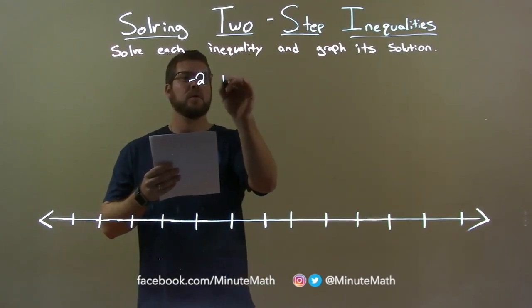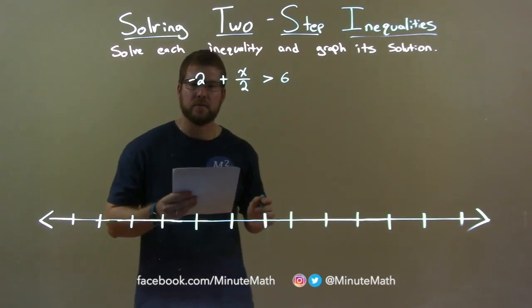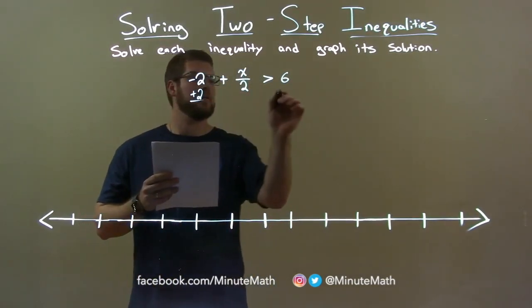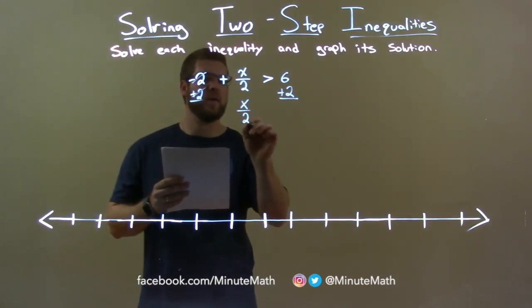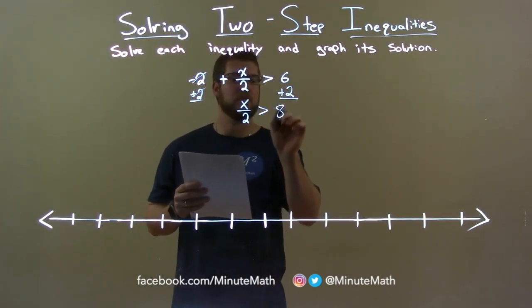Negative 2 plus x over 2 is greater than 6. Well, the first thing I want to do is add a 2 to both sides. The 2's cancel here, leaving me x over 2 by itself on the left. Still greater than, and 6 plus 2 is 8.